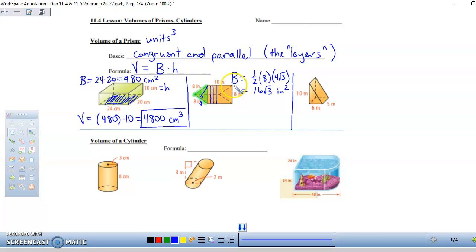The height in this case is basically the number of layers of triangles. You would need 10 layers of triangles, so the height would be 10. For the volume, you just put those things together. The base area, 16√3, times the height, 10. So here we get 160√3, and that would be inches cubed.